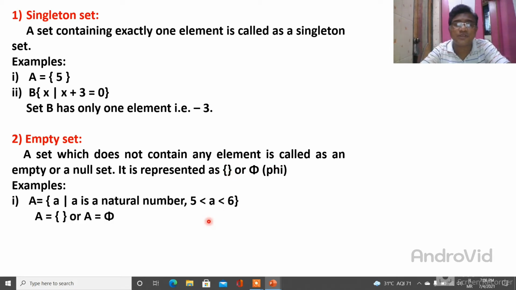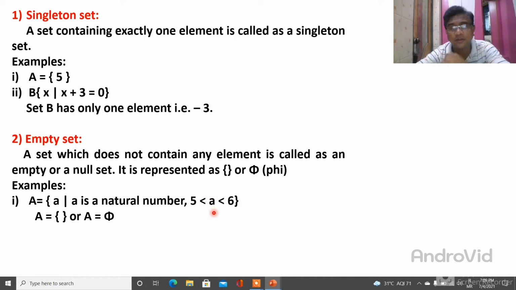So an example of this is A. A is the set of a such that, this line is read as "such that", A is the set of a such that a is a natural number, 5 is smaller than a and a is smaller than 6. So what are they saying? a is a natural number. Natural number means all numbers are positive: 1, 2, 3, 4, 5, 6. Here they say that 5 is smaller than a and a is smaller than 6. Is it possible to have a natural number like that?